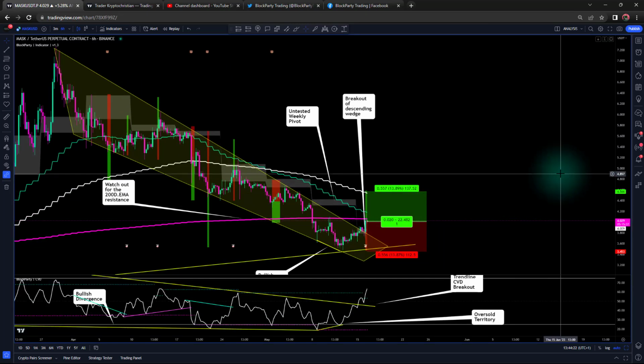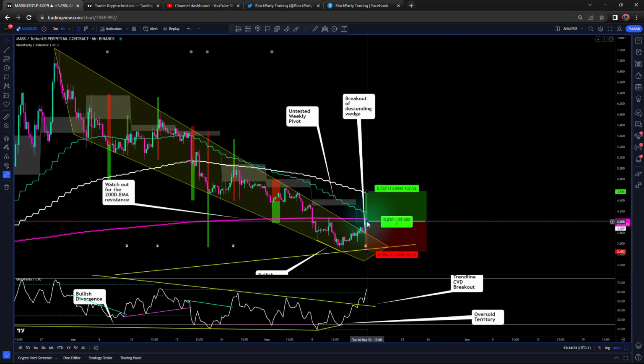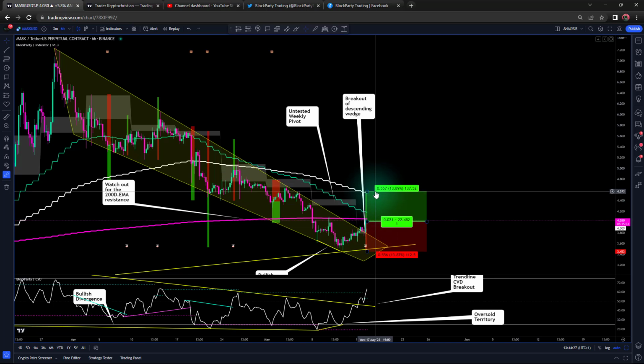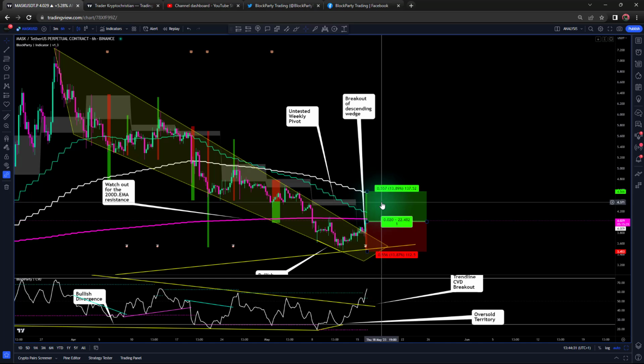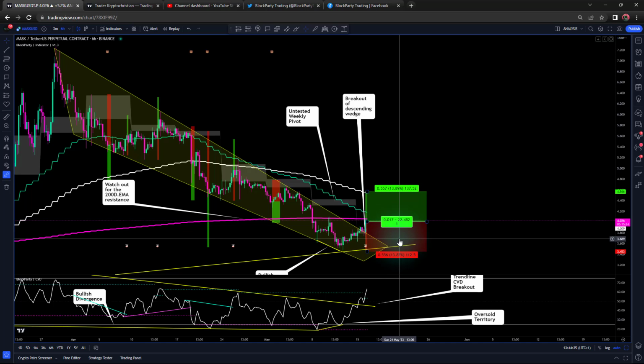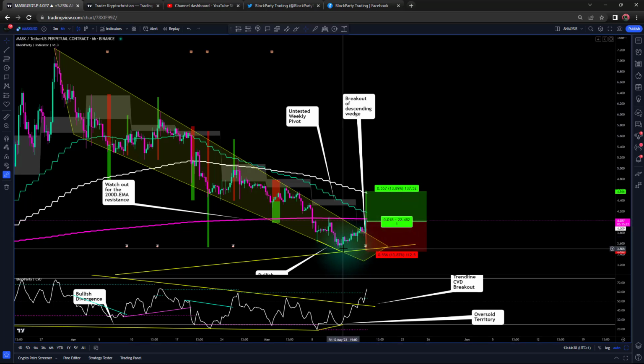Now let's take a look at some of the targets. If we were to enter right now at the price point of 4.031 as of right now, then we'd be looking to target 4.566, and this is only based on our stop loss. Our stop loss is situated just a little bit below our most recent swing low.